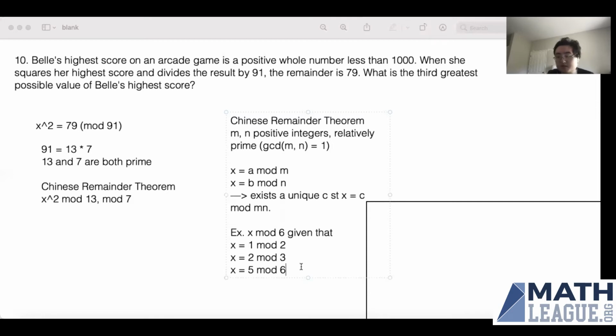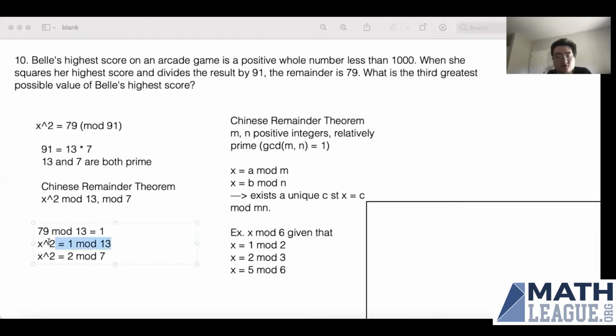So if a number leaves a remainder of 79 when divided by 91, then what remainder does it leave when divided by 13? So let's simplify this as much as possible. And we'll ask instead, what remainder does 79 itself, just the number 79, leave when divided by 13? Well, that's just 1. So our x squared should be 1 mod 13. What about 7? 79 divided by 7, the remainder is 2. So x squared is 2 mod 7, and now we can start to make some headway on figuring out what our values of x should look like.